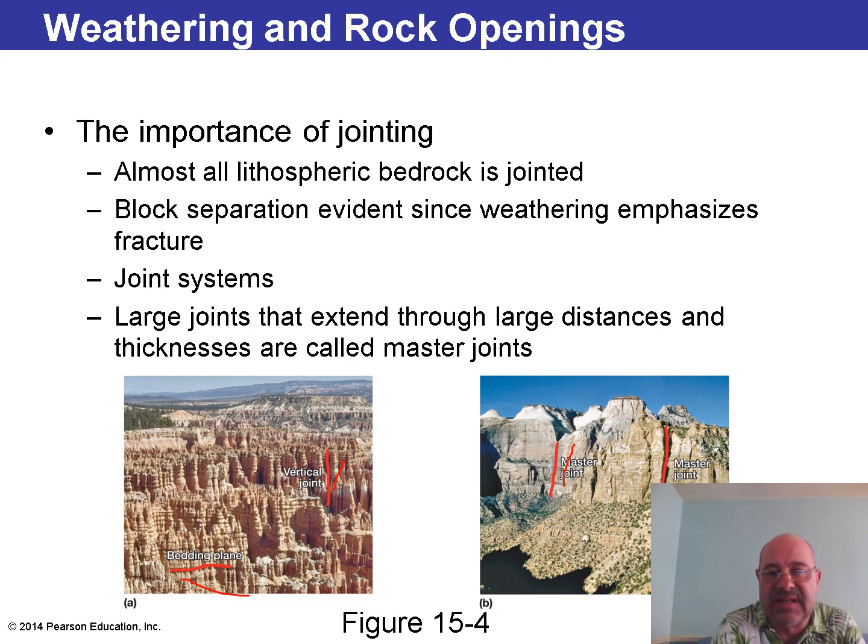The block separation is evident since weathering emphasizes fracture. And what that simply means is if water and stuff can get down, it's going to weather away more, okay? It can't weather away if the water can't get down there. But the more water gets in there, the more weathering takes place. All right, and these are joint systems. Large joints that extend through a large distance and thickness are called master joints.